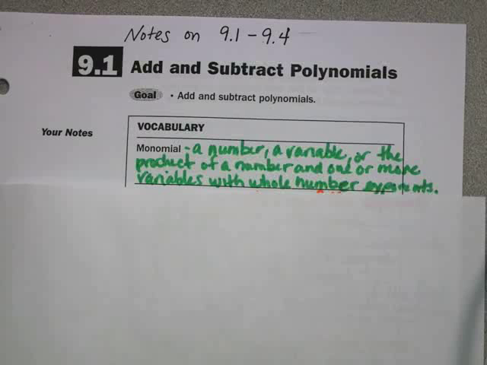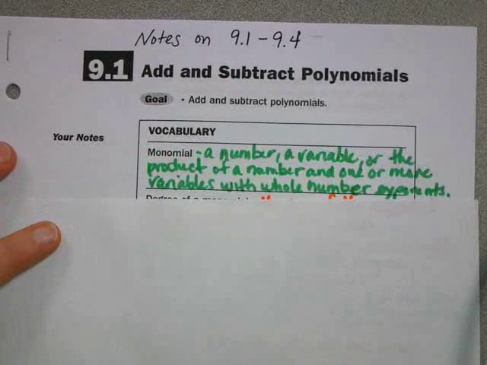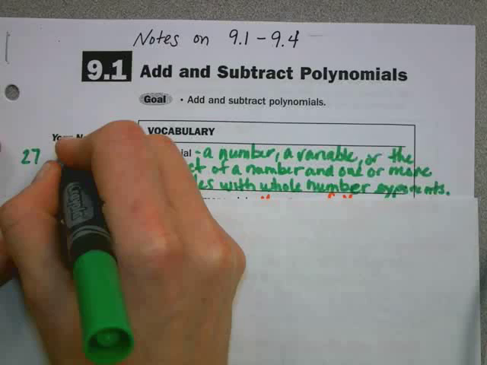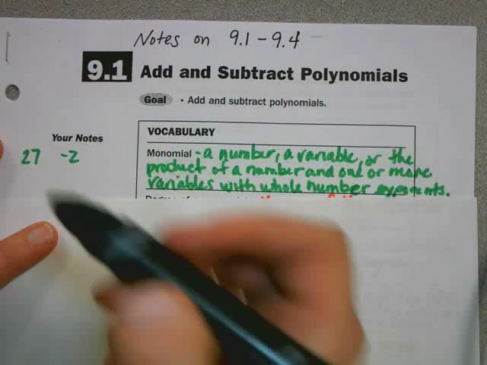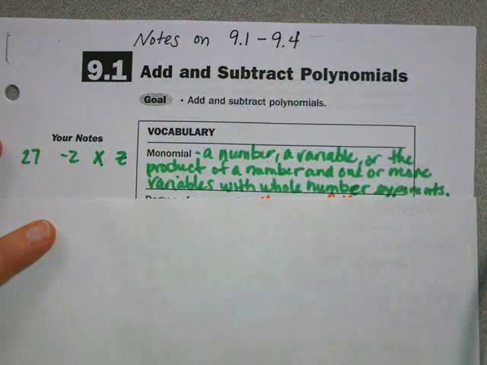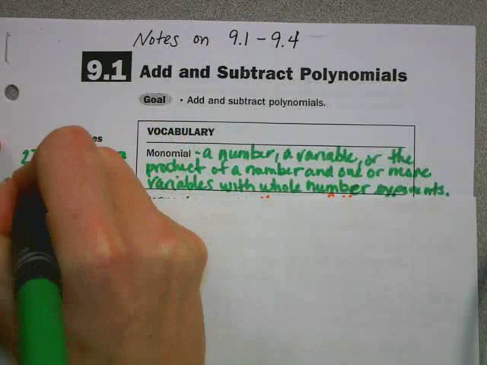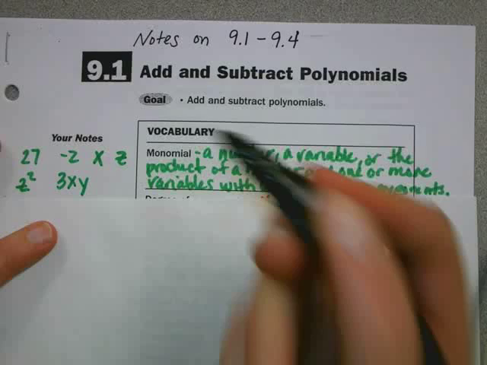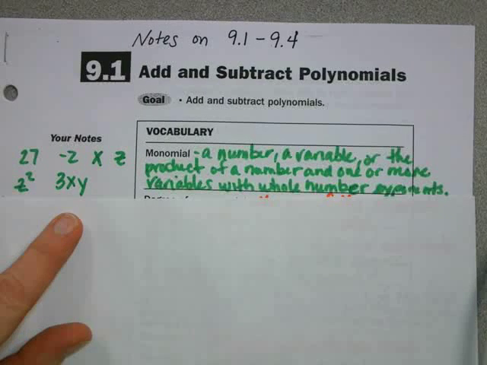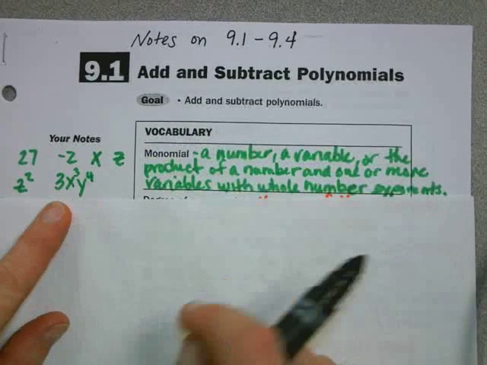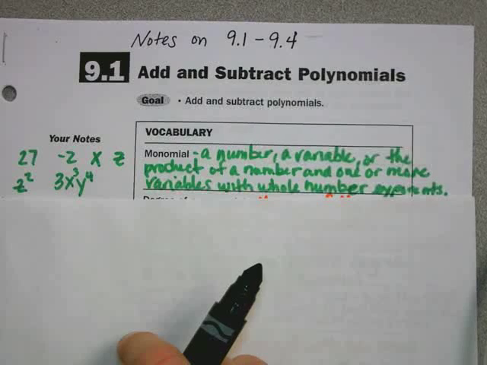Okay, so we're going to kind of write down the definition, and then off to the side here where it says your notes, we'll do some examples. A monomial could just be a number, like 27, -2, so on. It can be a variable. It could be x, z, and so on. Or it could be something that is a product of those. For example, z squared is technically z times z. That's still a monomial. 3xy is a product of numbers and variables. As long as the exponents are whole numbers, I could add like a 3 and a 4, that's all still a monomial. Basically, there's no adding or subtracting going on.